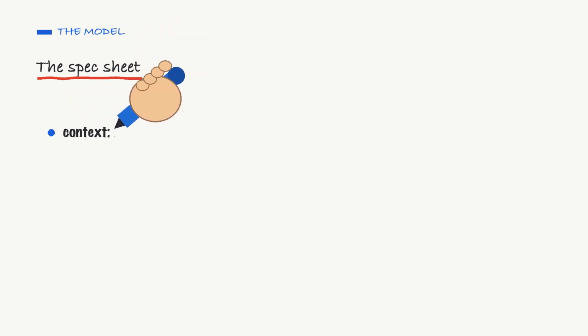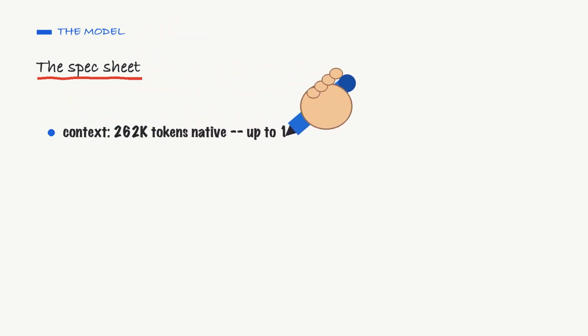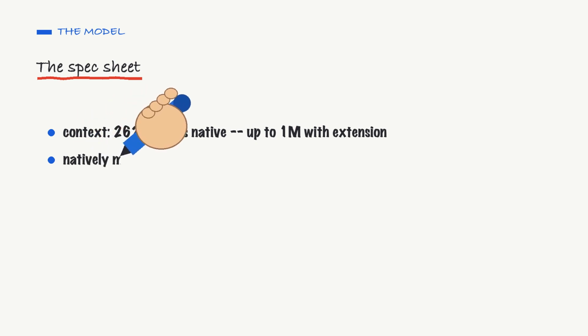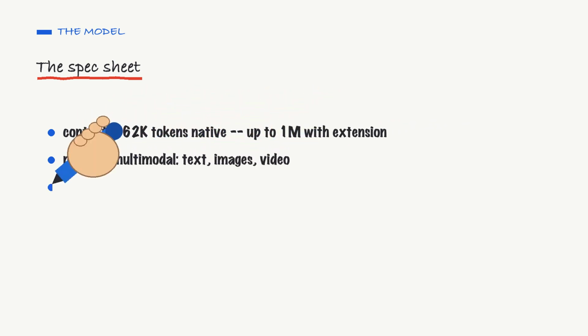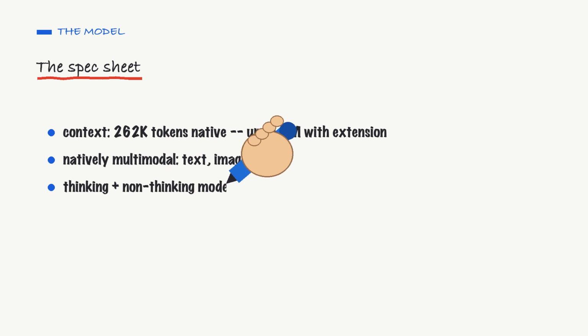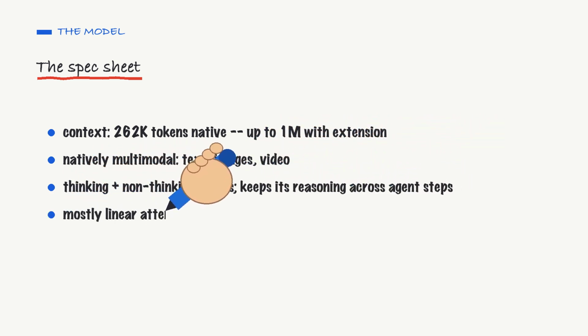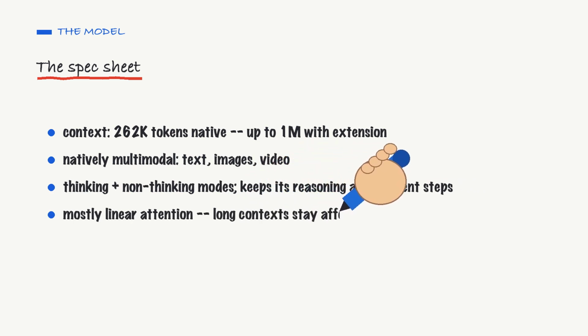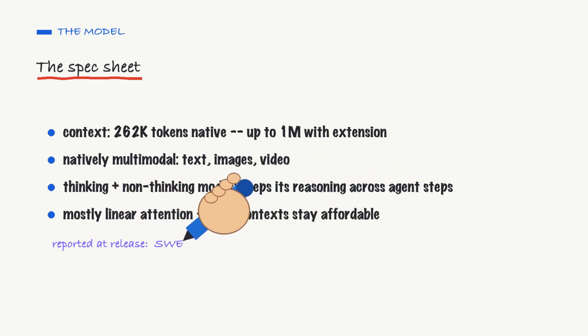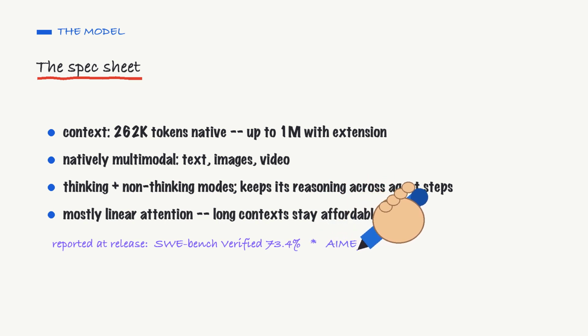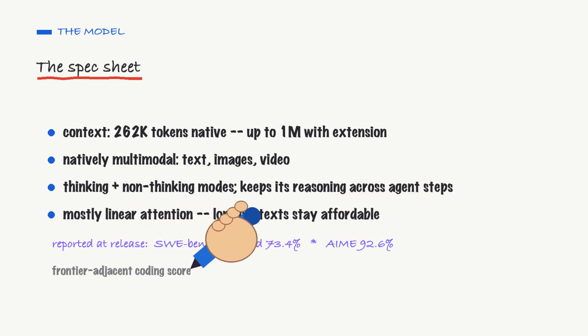The rest of the spec sheet is just as interesting. A native context window of 262,000 tokens, extendable toward 1 million. Natively multimodal, text, images, and video. Thinking and non-thinking modes, and it's built to preserve its reasoning across the steps of agentic workflows. And the numbers reported at release are striking. 73.4% on SWE Bench verified, a serious software engineering benchmark, and 92.6% on a competition math test.